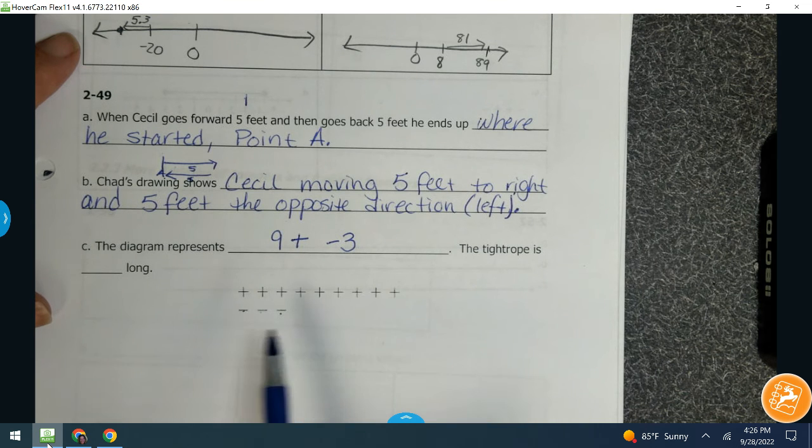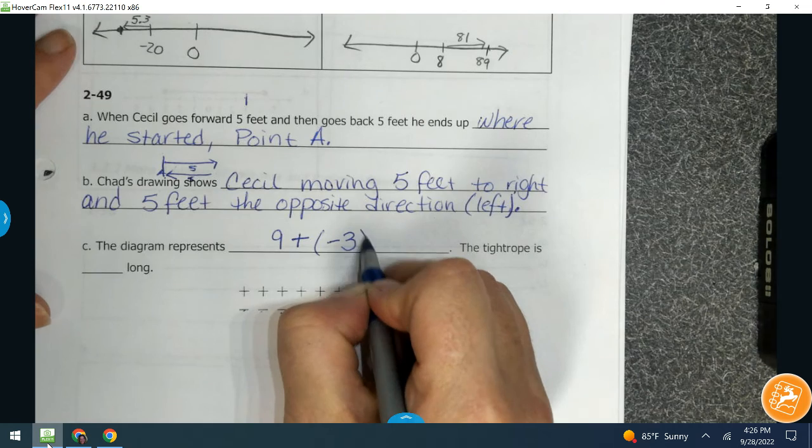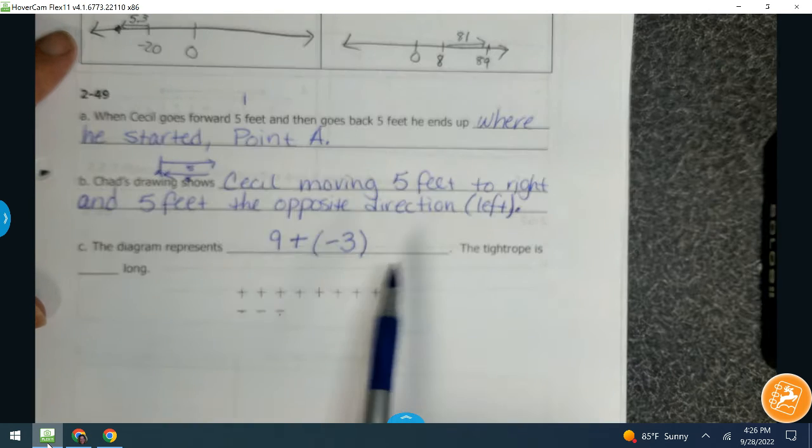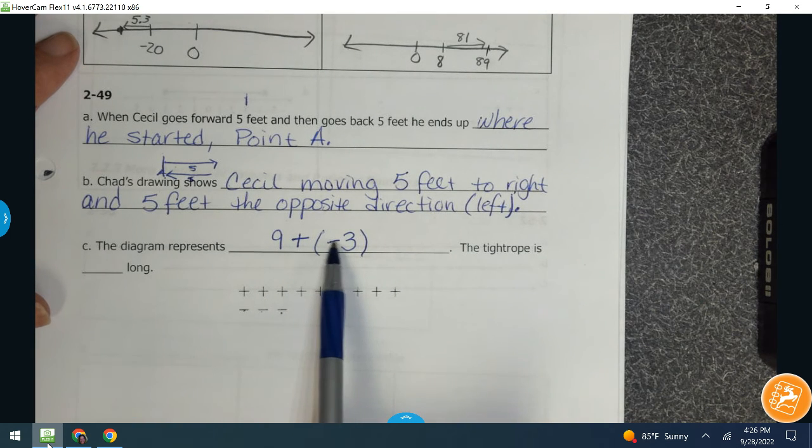The way that we draw them using these shapes right here that are called integer tiles is actually different if this was a subtraction problem. I'm going to go ahead and add some parentheses to help make sure that we understand that this is the opposite symbol and not a negative or a subtraction symbol.